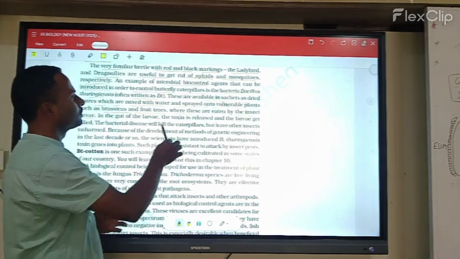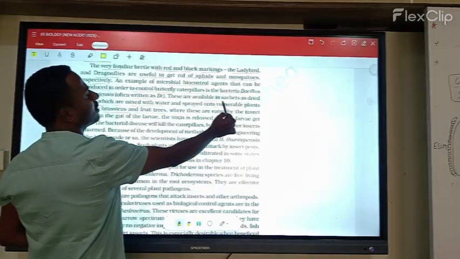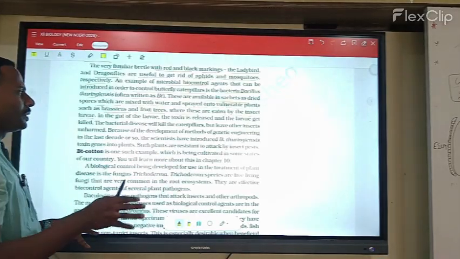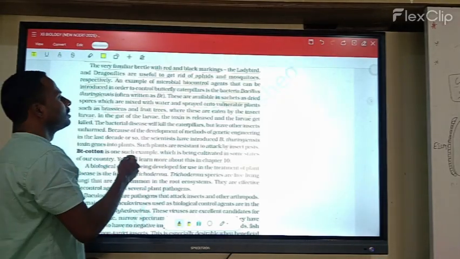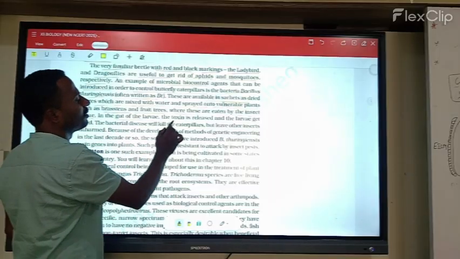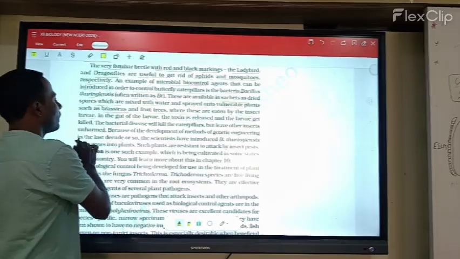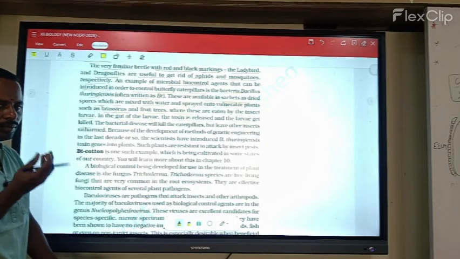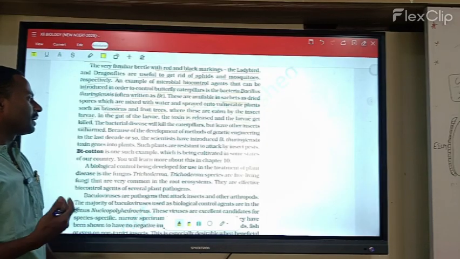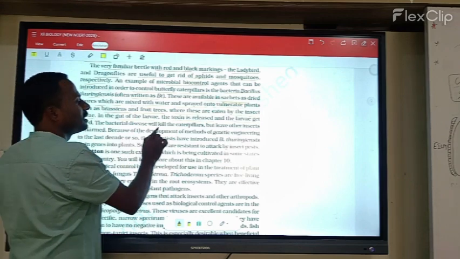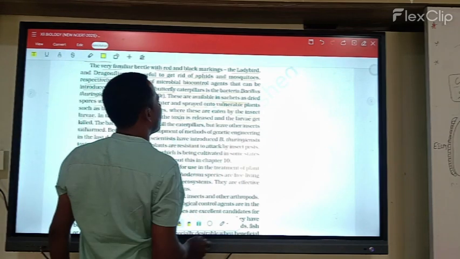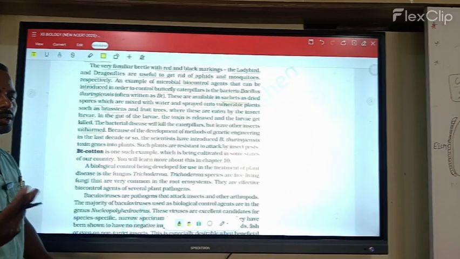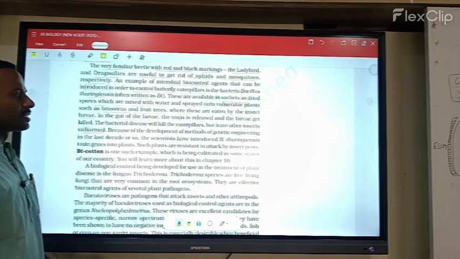When these sachets of dried spores are mixed in water and sprayed onto the crop, the larvae eat them. In the gut of the larvae the toxin is released, and the larva is killed. The bacterial disease kills the caterpillars and larvae, while other insects are unharmed. It is not harmful to us or to the crop, only to the caterpillars.